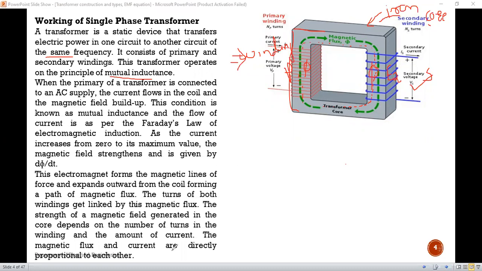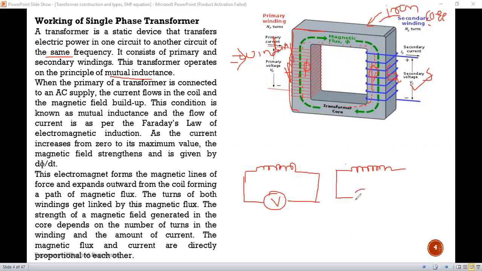Okay, see, we will discuss that one. Now, consider two coils. I will draw here. Suppose this one is the first coil. Then this one is the second coil. So consider two coils. These two coils are not electrically connected to each other, but they are magnetically coupled with each other. These two coils are magnetically coupled to each other.